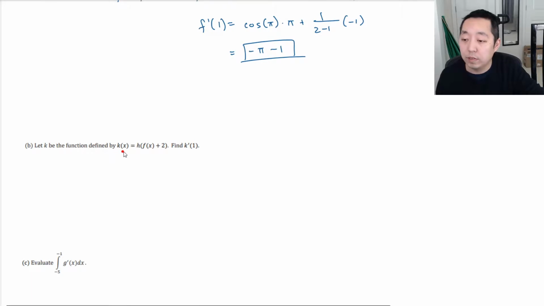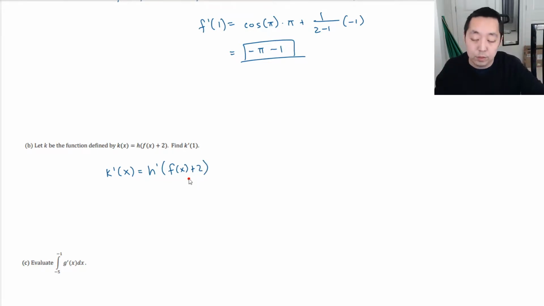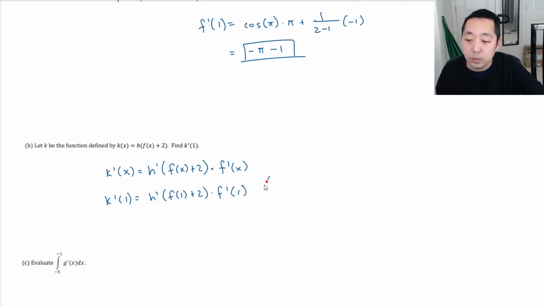So let k be the function defined by this. Find k prime. Okay, k prime of x. This is going to require you to understand chain rule. So I have h, and I have something inside of h. When I do the derivative of the outer function, I always leave the inside alone, right? Because you don't change the inside when you're doing chain rule. You take the derivative, you apply your rule, and then because the inside's not x, you multiply by the derivative of the inside, which is just f prime of x. So k prime at 1 is h prime of f of 1 plus 2 times f prime of 1. This part we already know is negative pi minus 1 as given before.